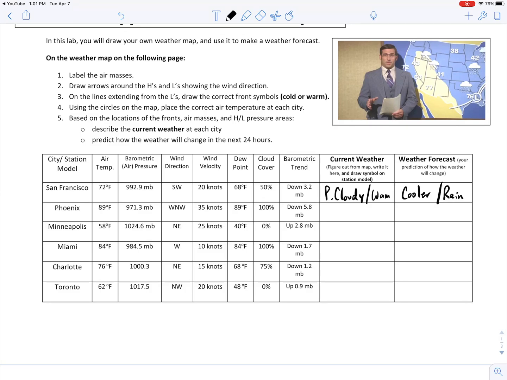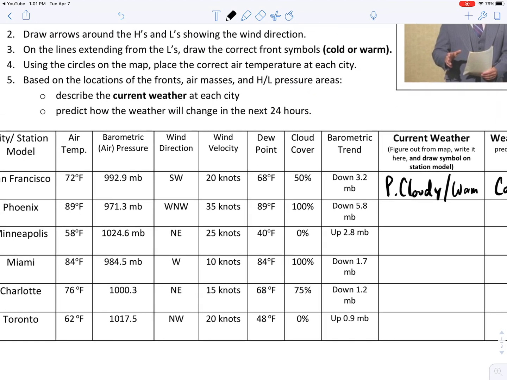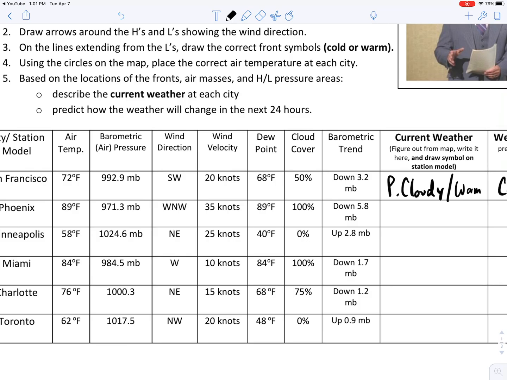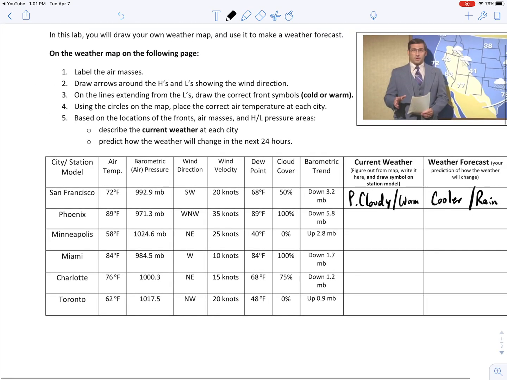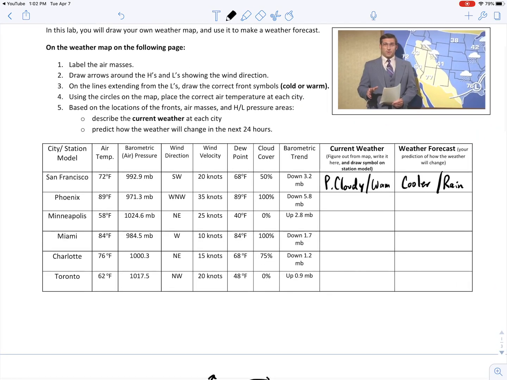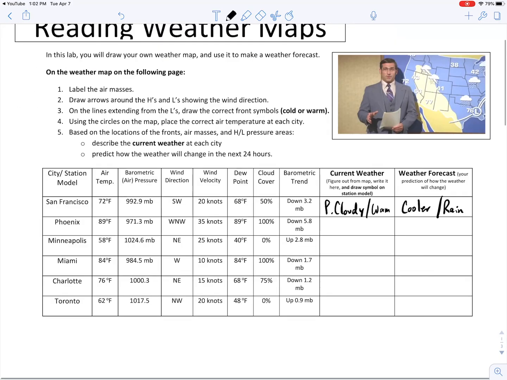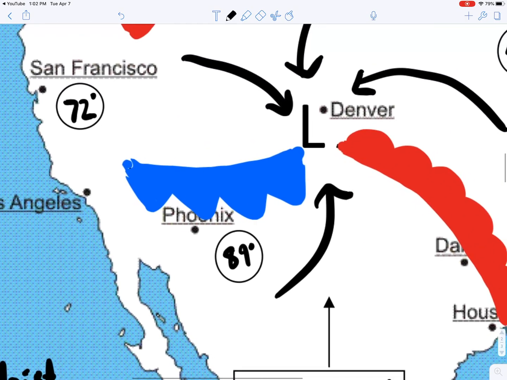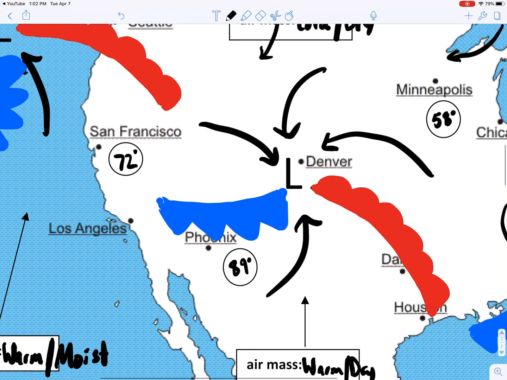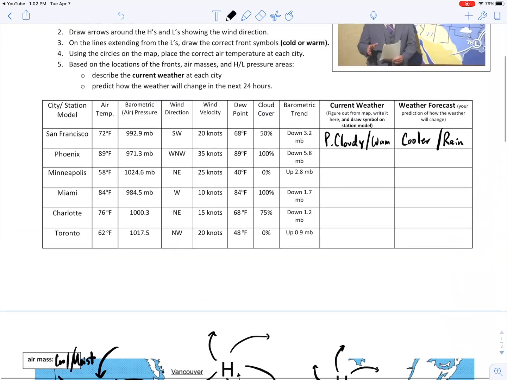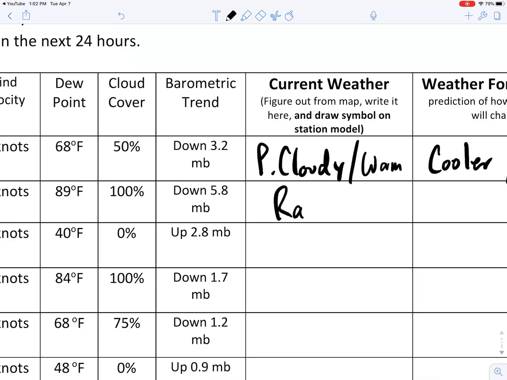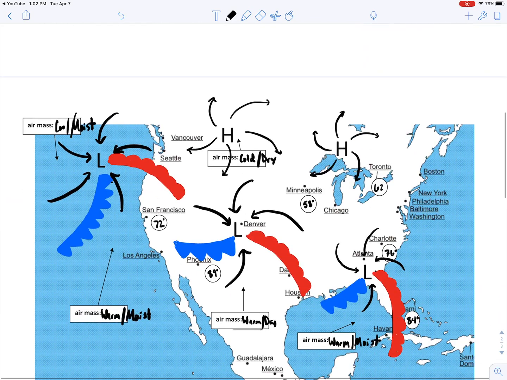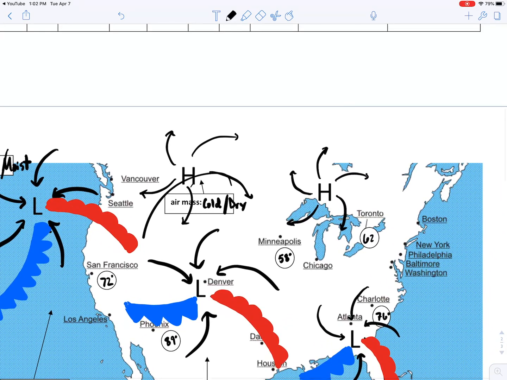All right. Phoenix, if we look here, it's 89 degrees, 100% cloud cover. Interesting. We'll go to the map and see maybe why. The dew point is 89 and the air temperature is 89. That tells me it's raining. It's 100% cloudy and the dew point is the same as the air temperature. So if I go back here and look at Phoenix, look at that. Phoenix is right at the edge of that cold front. So that tells me that current weather, it is rainy in Phoenix.